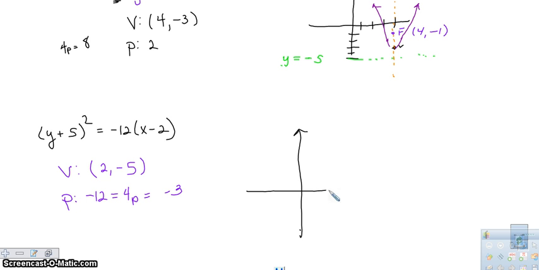I'm drawing on my Mobi, so my graph lines are not very straight. So I'm at 2, negative 5. All right, so 2, negative 5, 1, 2, 3, 4, 5, right there. That's my vertex. Now, which way does this open? P is negative 3. It either has to open to the left or right because it's a y, and since it's negative, it's going to open to the left, which means my focus is going to be to the left of my vertex. How far to the left? 3 to the left. So 1, 2, 3. My focus is going to be right here.